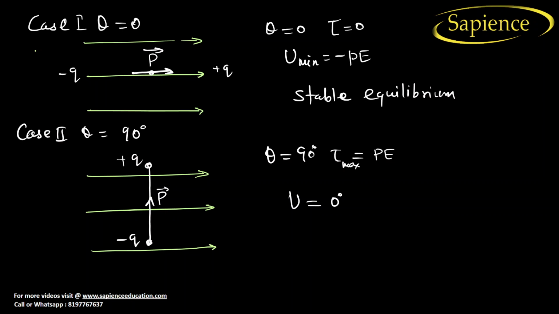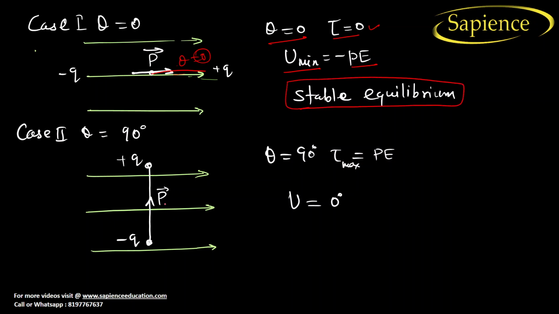In this case, see here, the angle of the dipole making with the electric field, that is theta, is equal to 0. So if theta is equal to 0, the torque will be 0, so U will be minimum, that is -PE. And this is the case of a stable equilibrium.